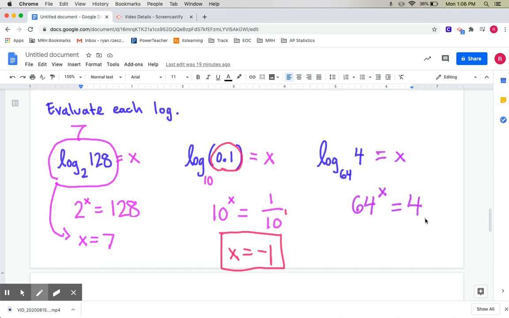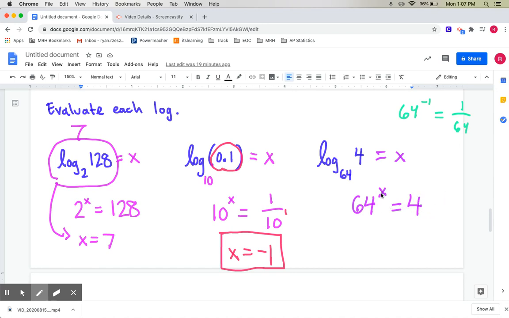Now, this problem is a little bit weird compared to the other two, because if you think about it, x can't be a whole number. If I do a second power or a third power or something like that to 64, my answer is going to get pretty big. So that can't be right. It also can't be a negative exponent, because if I did -1, for example, I'm going to end up getting 1/64. I'm going to get a decimal, not a smaller number. What does that leave me?